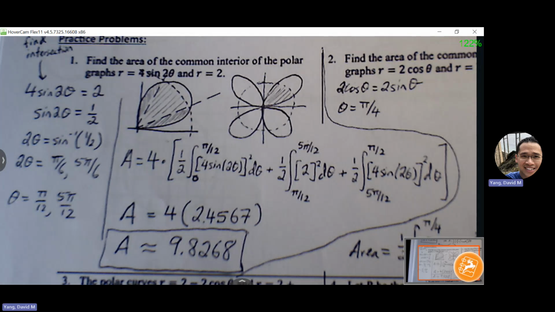So I found the intersection by hand because sine of 2 theta equals 1/2. Inverse sine of 1/2 is manageable, and then just divide by 2.